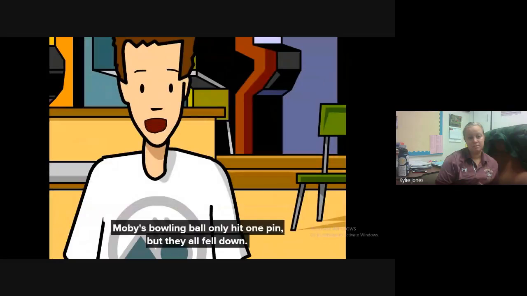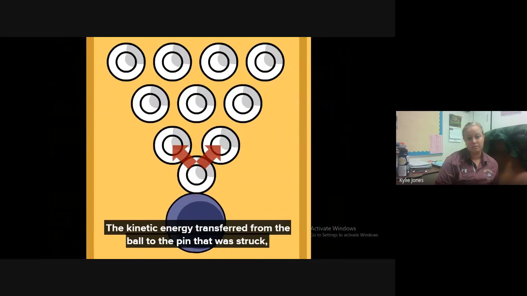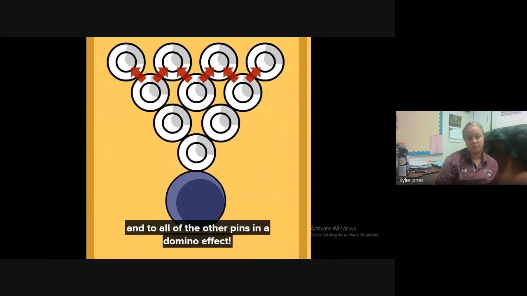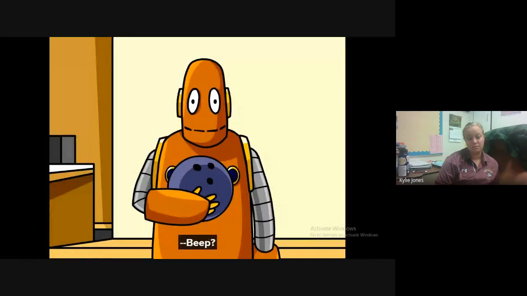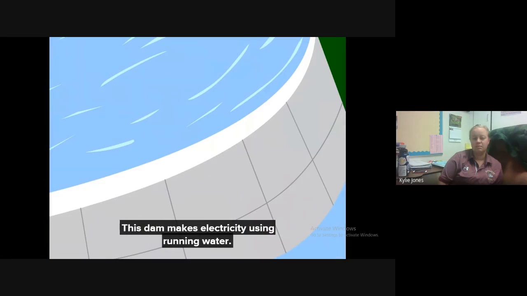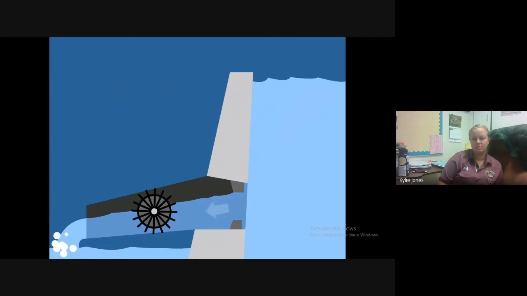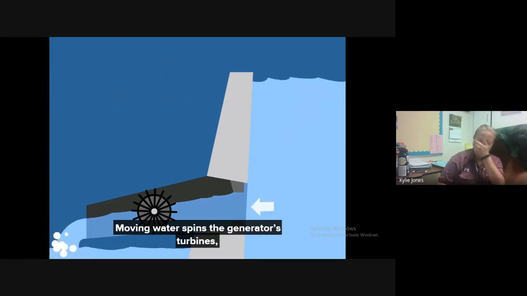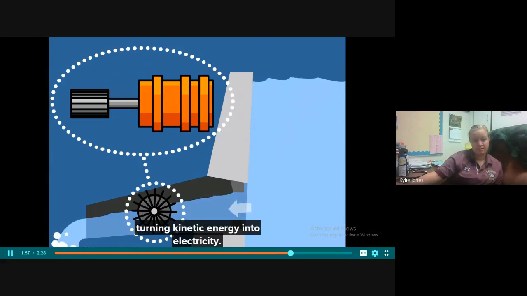Moby's bowling ball only hit one pin, but they all fell down. The kinetic energy transferred from the ball to the pin that was struck and to all the other pins in a domino effect. What's kinetic energy good for? Well, besides being the reason why even you can bowl a strike, kinetic energy can be transformed to give us electricity. This dam makes electricity using running water. Moving water spins the generator's turbines, turning kinetic energy into electricity.